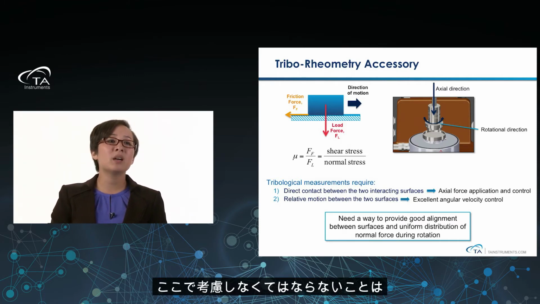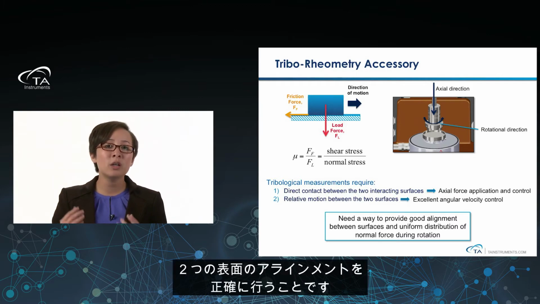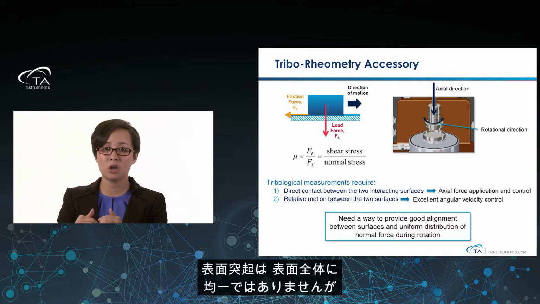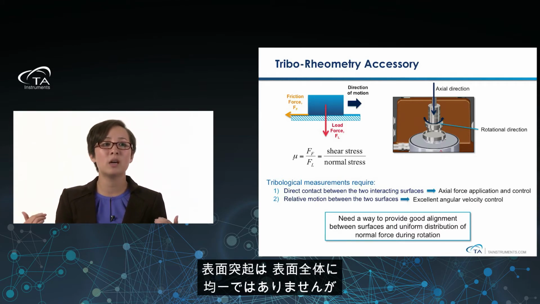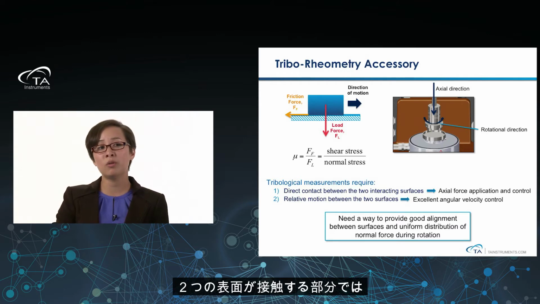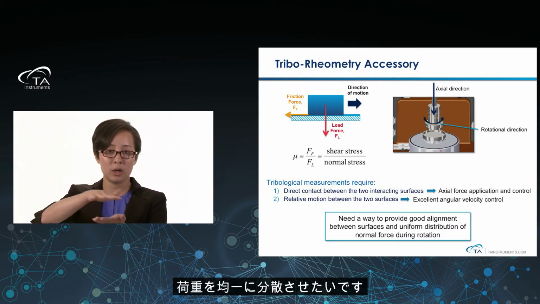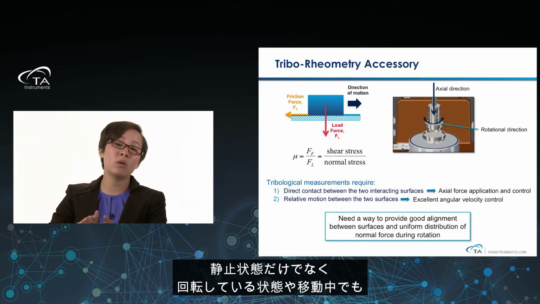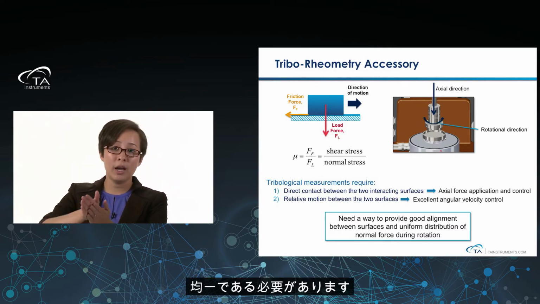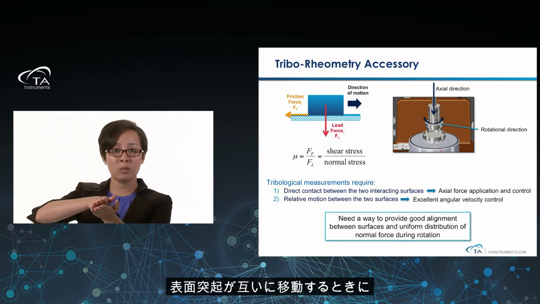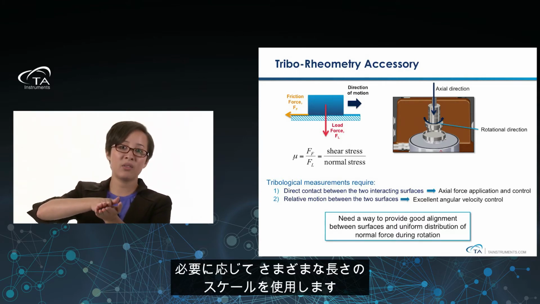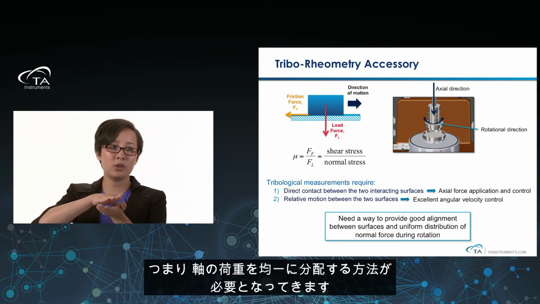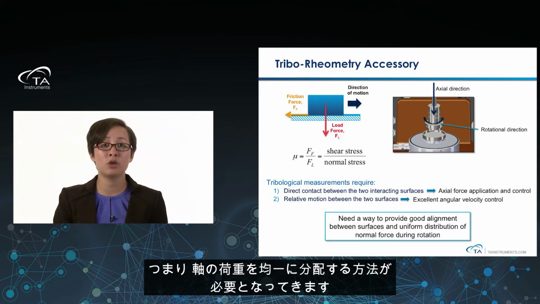The thing we need to consider now is a way to provide good alignment between these two surfaces, because as I mentioned, we have these surface asperities which are not uniform throughout all of the surface, but we want to make sure that we uniformly distribute that load force between all the surfaces in contact, not only when it's standing still, but also when they're moving past one another. And as these surface asperities move past one another, we're going to have different length scales, if you will. So we need to provide a way to make that axial force uniformly distributed.